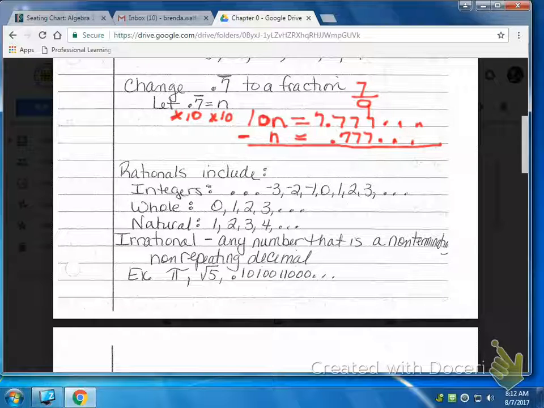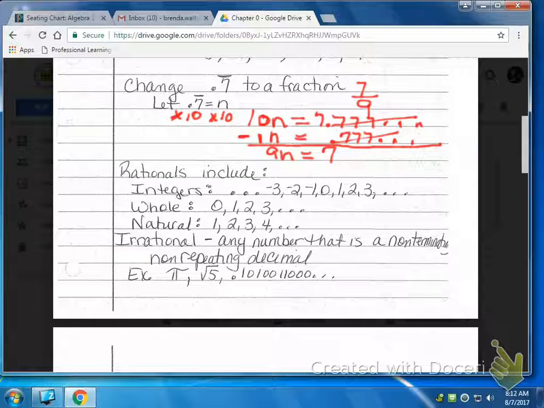What would 10n minus n be? What's really in front of that n on the bottom? What number? 1. So what's 10n minus 1n? 9n. And then this 7 point, all those 7s, minus point all those 7s, look what's going to happen, and this is going to be 7. How do you solve an equation that looks like that? 9 times n equals 7.